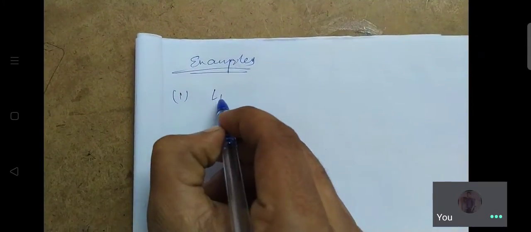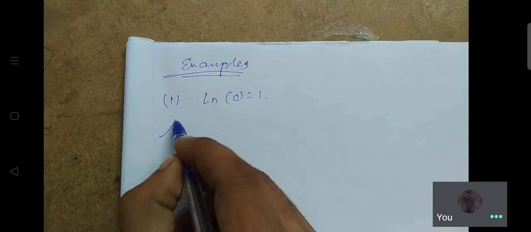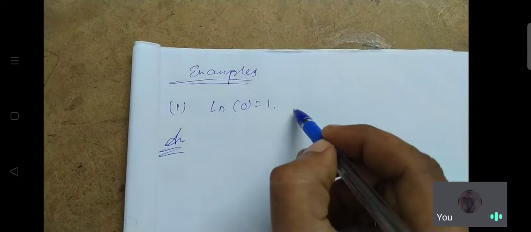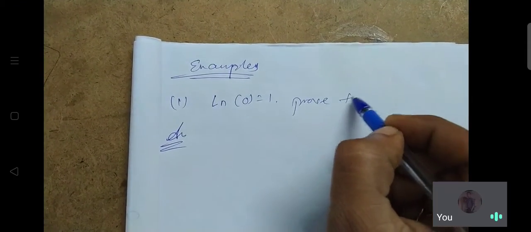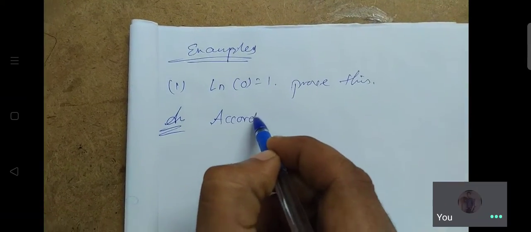So now let's solve the numericals based on the Laguerre polynomials. Examples. Ln of 0 is equal to 1. So, we have to prove this.